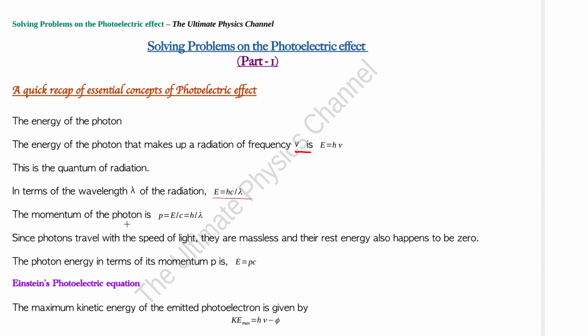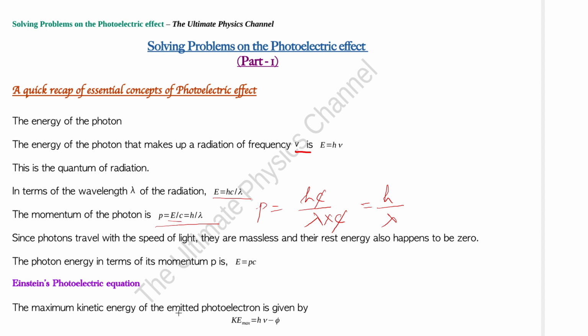The momentum of the photon is given by P is equal to E over c. This is from special relativity. We can write energy over c as equivalent to the momentum. Therefore, if we substitute E is equal to hc over lambda from the previous expression, divided by c again, we get P is equal to h over lambda. That gives us the momentum of the photon.